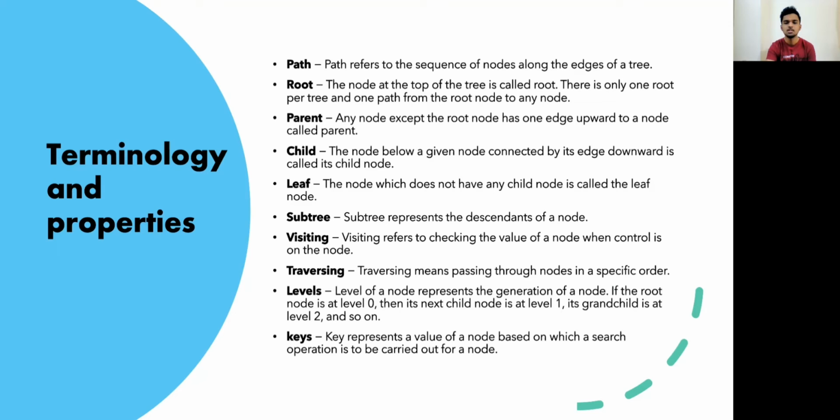Levels. The level of a node represents the generation of a node. If the root node is at level 0, then the next child node is at level 1 and its grandchild is at level 2, and so on.